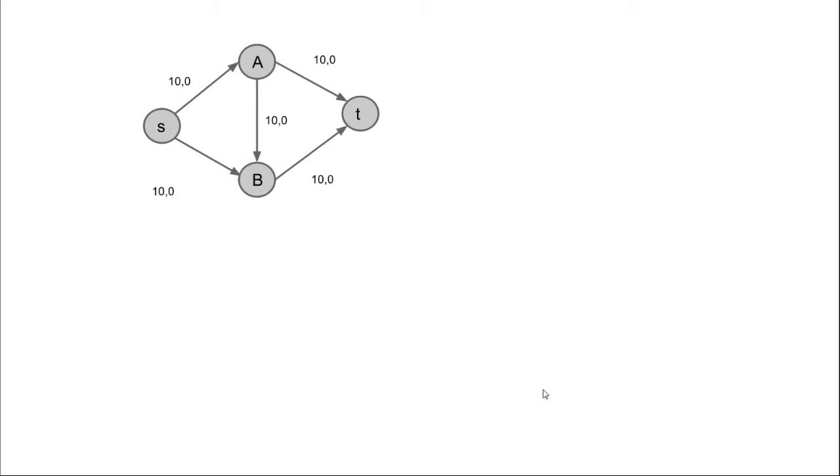Now in the previous example, I've shown the residual graph, but we haven't actually used it to find augmenting paths. In this example, I'll show you how the reverse edges can be used to find extra augmenting paths. It all depends on which augmenting path you select. Now let's say we selected augmenting path S to A to T with flow 10. And then we select S to B, B to T, again with flow 10.